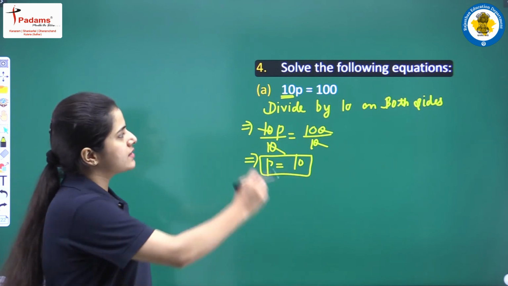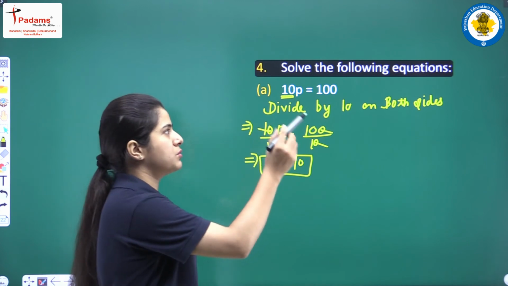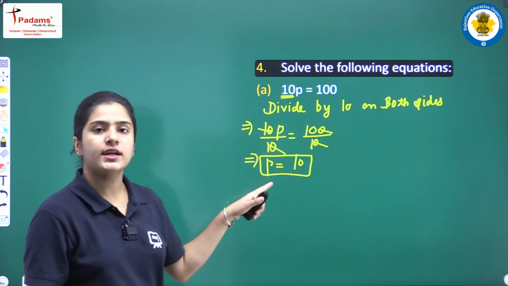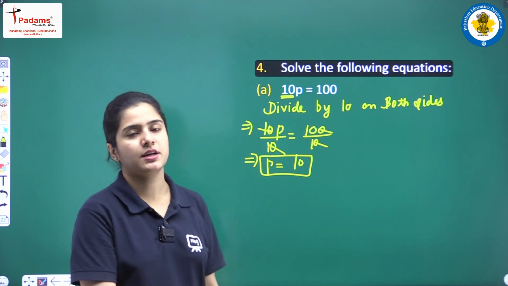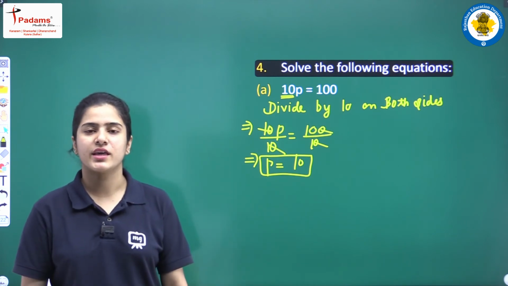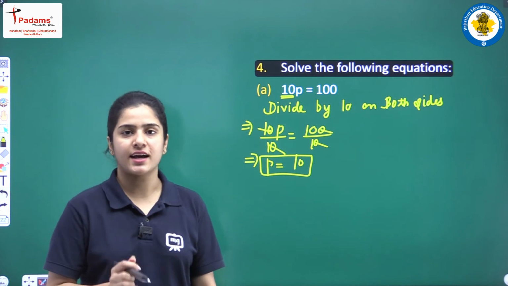So p is equals to 10. Okay students, so divide by 10 on both the sides. 10p upon 10 is equals to 100 upon 10. 10 and 10 will be cancelled out, and 100 divided by 10 is equals to 10.